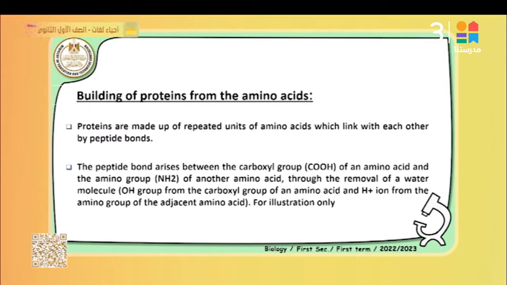When the first amino acid binds with the second amino acid, a dehydration reaction occurs, removing one molecule of water and producing a peptide bond. The first amino acid has a carboxyl group, so OH is removed from its carboxyl group, and a hydrogen atom is removed from the amino group of the next amino acid.